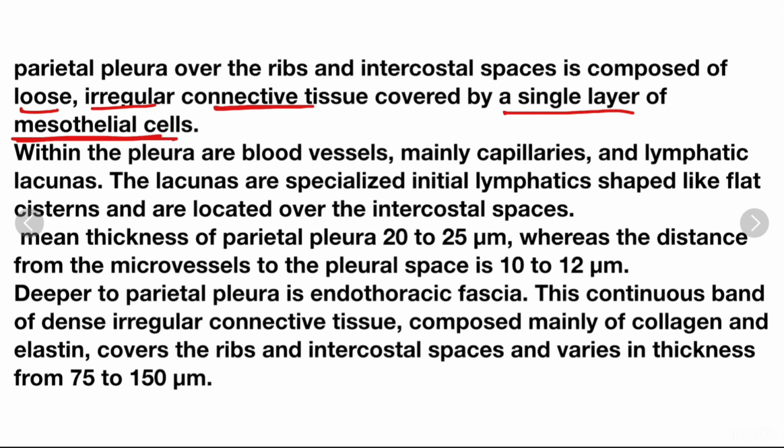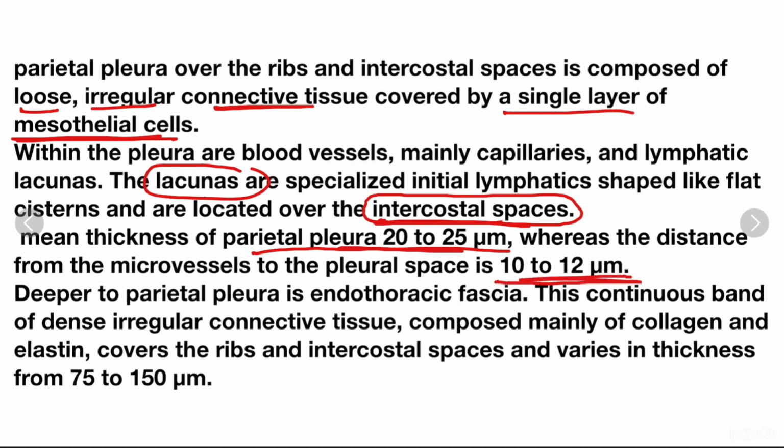Mainly capillaries exist in the blood vessels, and lymphatic lacunae are there. The lacunae are specialized initial lymphatics shaped like flat cisterns and are located mainly over the intercostal spaces. They also say the mean thickness of the parietal pleura is 20 to 25 micrometers, whereas the distance from the microvessel to the pleural space is 10 to 12 micrometers.